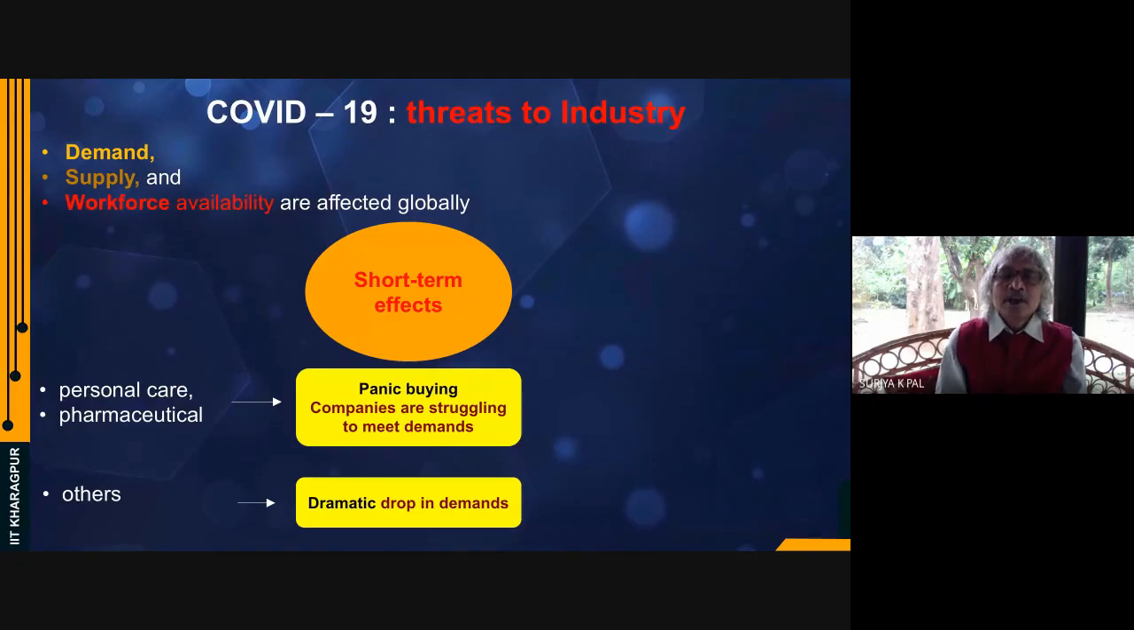We are not needing many of the sophisticated garments, and on top of that, with the switch in the nature of work, the numbers required are also very less. So that means in the garment industry and automobile industry, there is a dramatic drop.